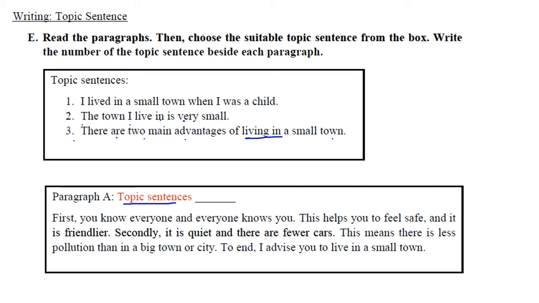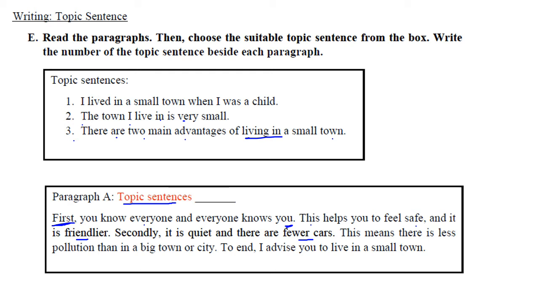So this paragraph begins with a sequence word. First, you know everyone and everyone knows you. I wonder in which place that is. This helps you to feel safe, and it is friendlier. Secondly, it is quiet and there are fewer cars. This means there is less pollution than in a big town or city. To end, I advise you to live in a small town.